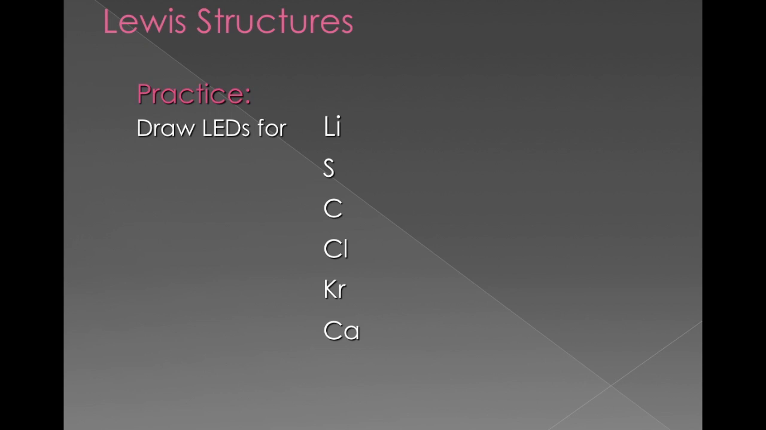The first one is lithium, which is in group 1, so it's got 1 valence electron. So it's got a pretty simple Lewis structure, just 1 dot. And in a chemical reaction, lithium tends to want to lose that 1 electron. So it has an empty outermost shell.